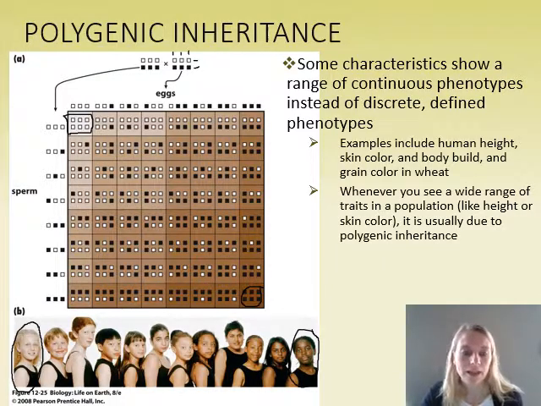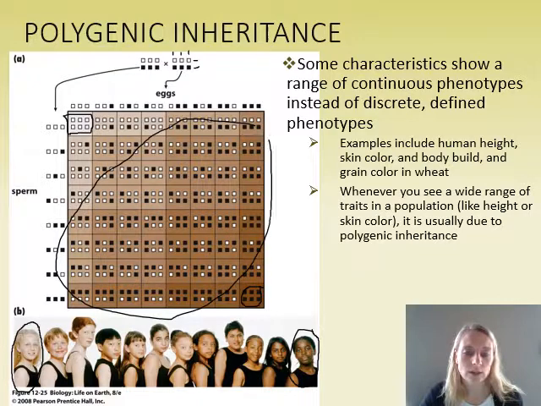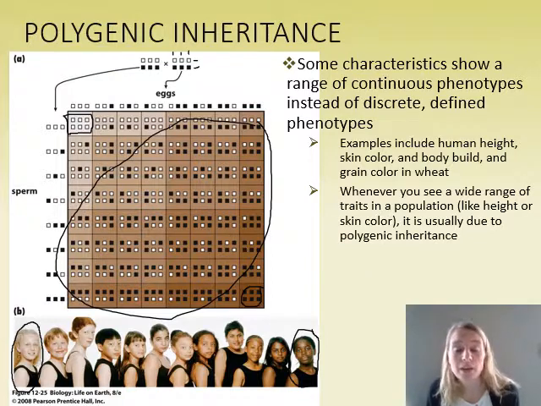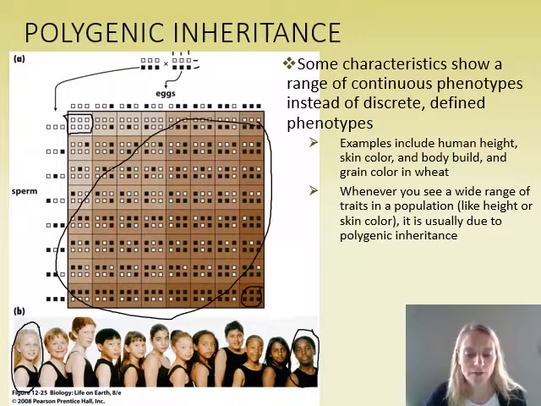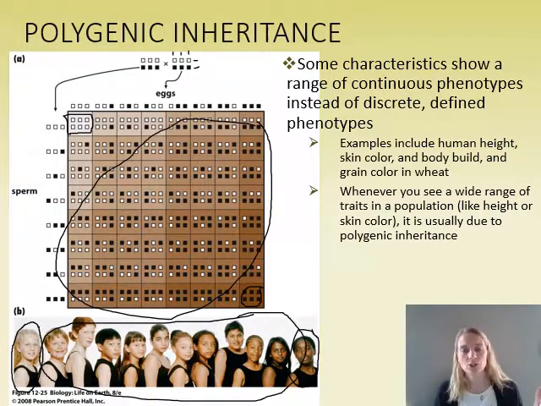And then everywhere in between, you have this combination of 1 and 5, 2 and 4, 3 and 3, 4 and 2, 5 and 1. So those are going to be your combinations for everybody else in between, right? So our skin color is on this gradation, and that's going to be a clue that it's polygenic inheritance.